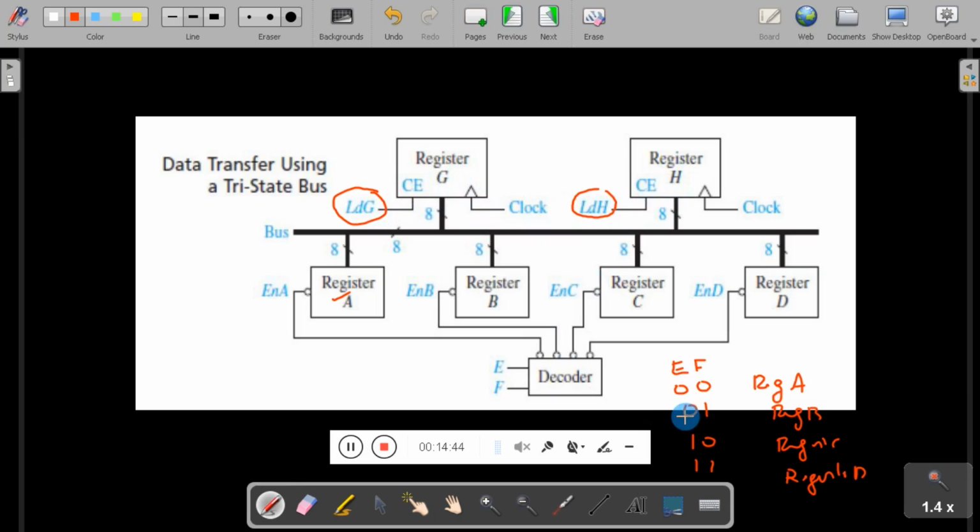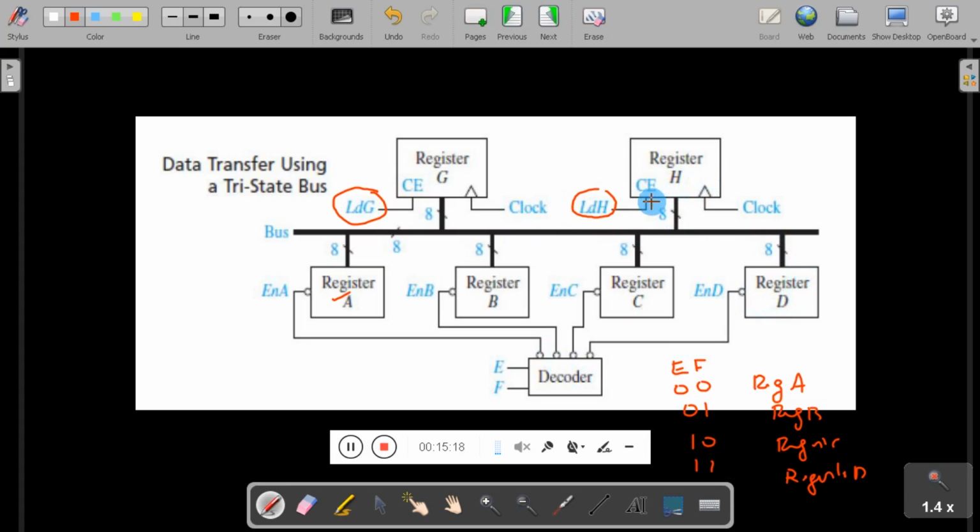So similarly, when EF is 0, 1, register B will be enabled and it will push the data to the tri-state bus, and from there it will be moved to register G or register H depending on LDG or LDH. Whichever is high, the data will be moved to that particular register. When the control signal EF is 10, that is the decoded signal, register C will be selected and it will move the data to the output registers. When EF is 11, register D will be selected and moves the data to the output register.